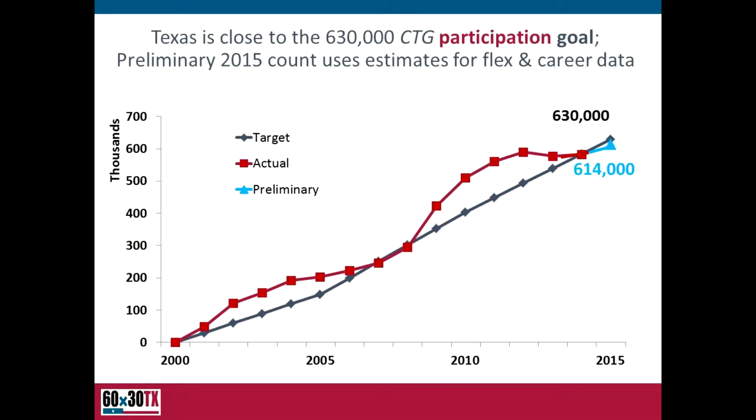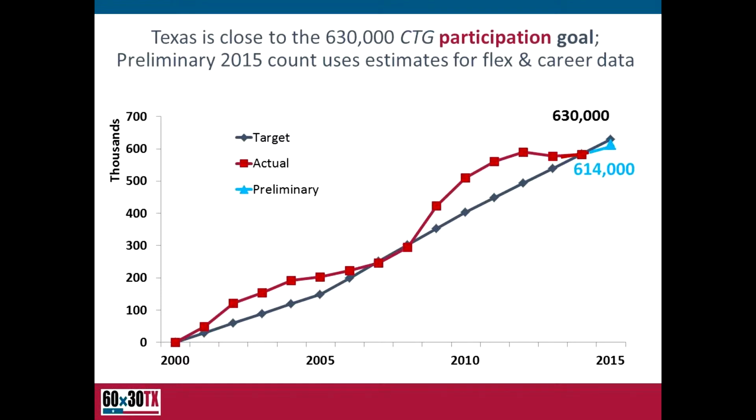Okay, so let's talk a little bit about our Closing the Gaps participation goal. We have our preliminary head count, which we get in October from institutions. It's not our final certified data, which we'll get in a little while. But in terms of our preliminary head count data, we are at 614,000 enrollments for fall 2015. This includes a proxy for our flex students and our career data, which we'll get later.